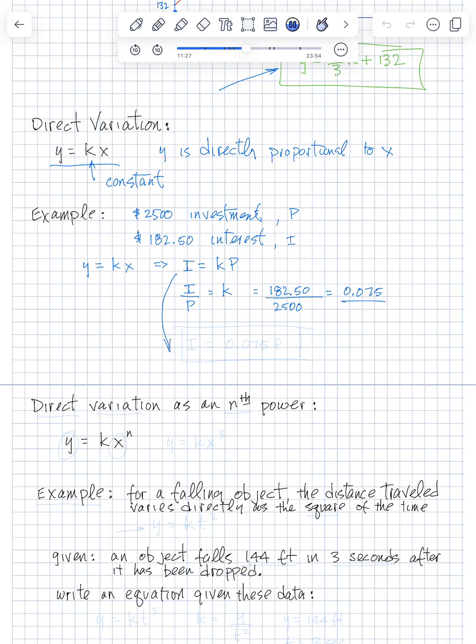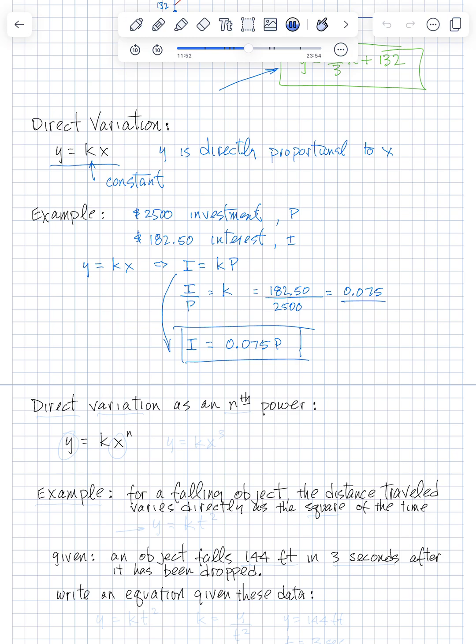Once we have solved for the k, then we rewrite the equation using the k, and so this original I equals kp becomes I equals 0.075p. So this is our formula, and for any given principal, then we can calculate what the interest is.